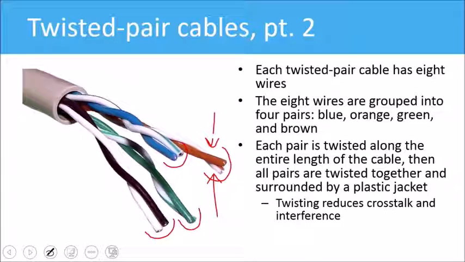It's white with an orange stripe in this case for this specific example, but that's the case for every single pair. Each pair is twisted, that's where the twisted in twisted pair comes from, in order to reduce something called crosstalk and interference. We'll detail what crosstalk and interference are in a little bit, so don't worry about that right now. But then we surround all those twisted pairs with a plastic jacket. That's typically what gives it that quintessential blue look that you see on a standard Ethernet cable, okay?